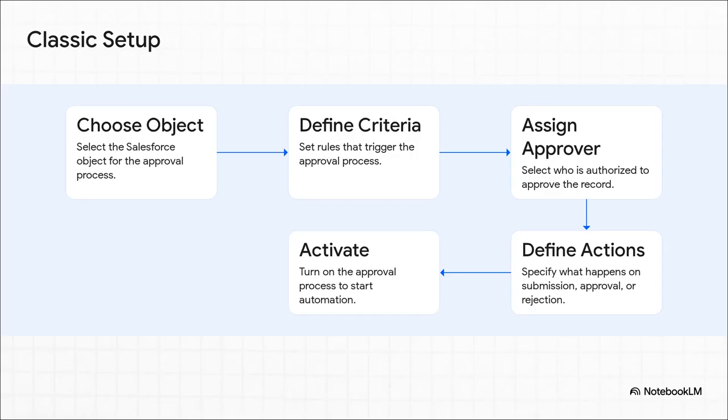First, you just pick the object you want it to run on, say an opportunity or a leave request. Then you define the entry criteria, which are basically the rules that kick the whole thing off. After that, you assign who needs to approve it, you tell the system what to do when it's approved or rejected, and boom, you activate it. It's a very structured journey.